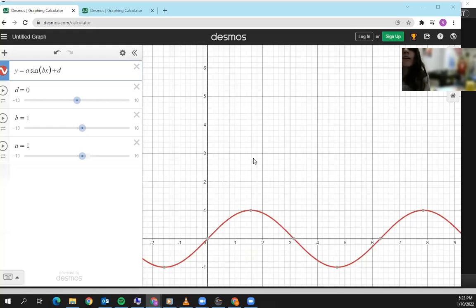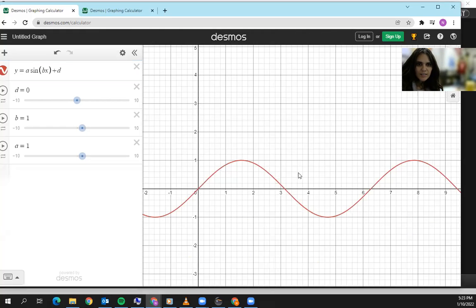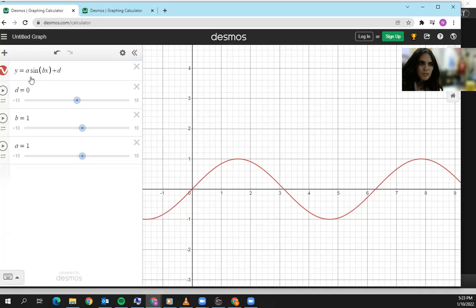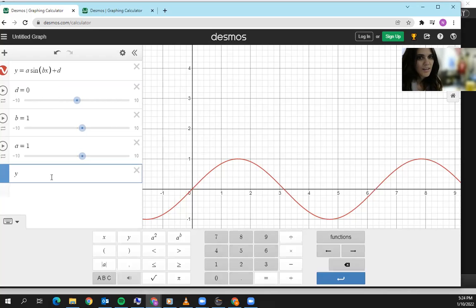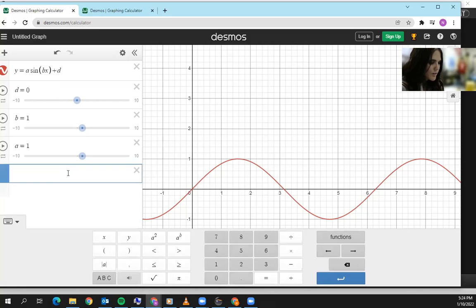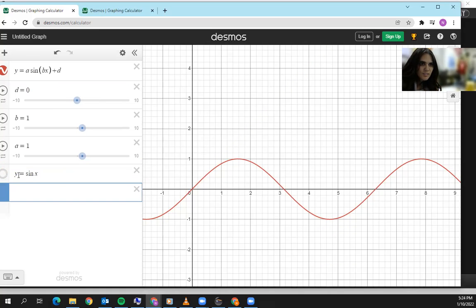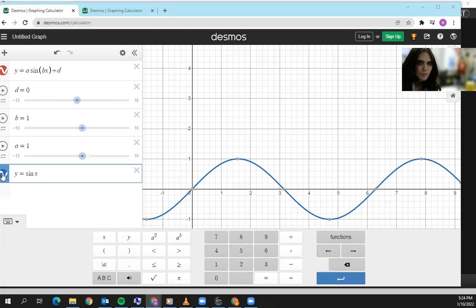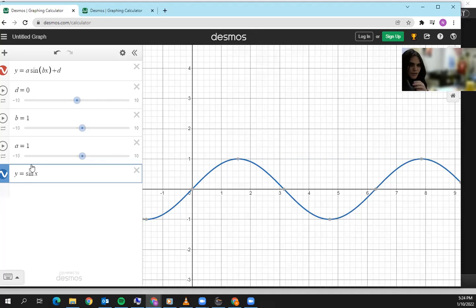All right, so here we are at Desmos. You can see our graph right here for y equals a sine bx plus d. I said let d equal 0, b equal 1, and a equal 1. So again, that is the same thing as just y equals sine x. You can see the red and black are the same graph. Actually, let's keep that there, y equals sine x, and let's see what happens. All right, I got it blue. So blue and red are the same graph, but we're going to play around with it a little bit.